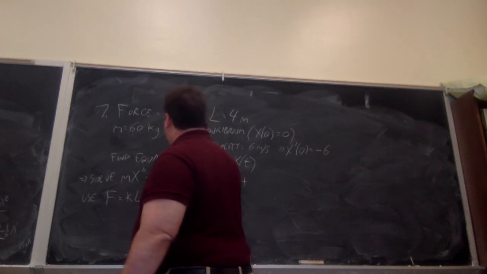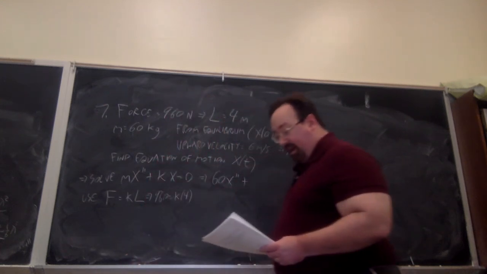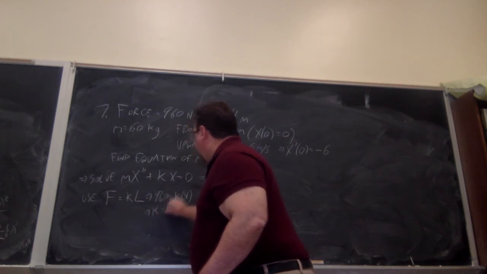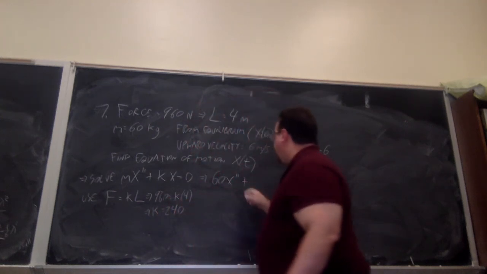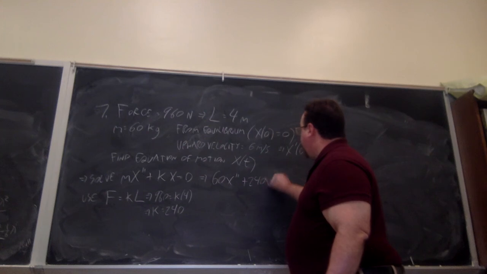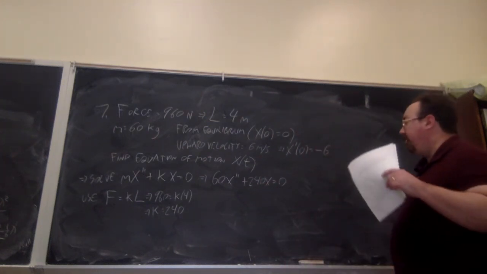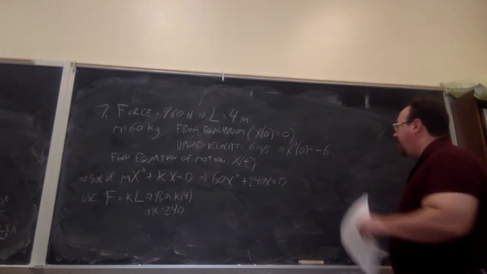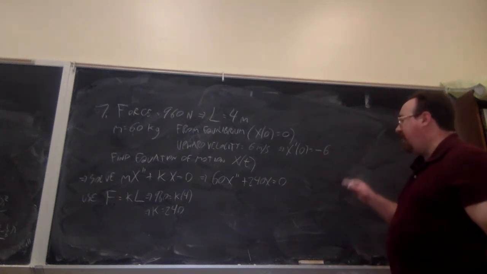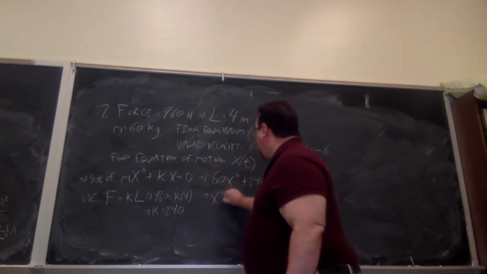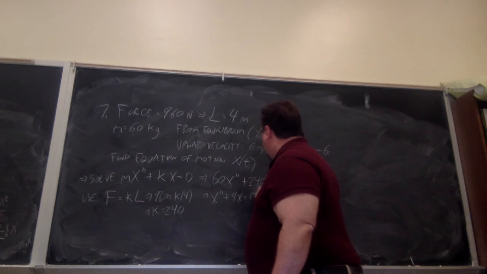So F is 960, which is equal to k times 4. So we just solve for k. k is equal to 240. So that's what goes here: 240x is equal to 0. So this is a differential equation we need to solve. And then once we get a general solution, we'll make sure it satisfies these initial conditions. Let's divide both sides by 60 for convenience. So I have x double prime plus 4x is equal to 0.